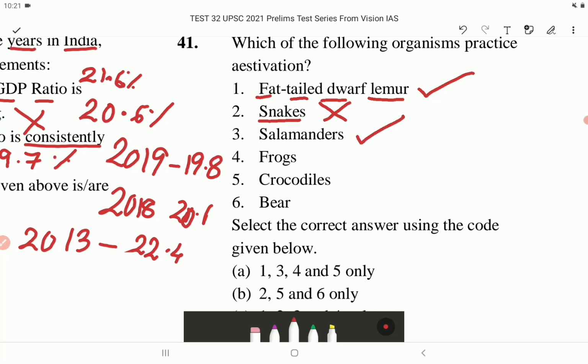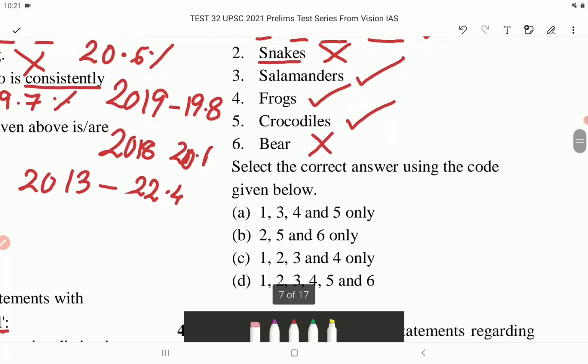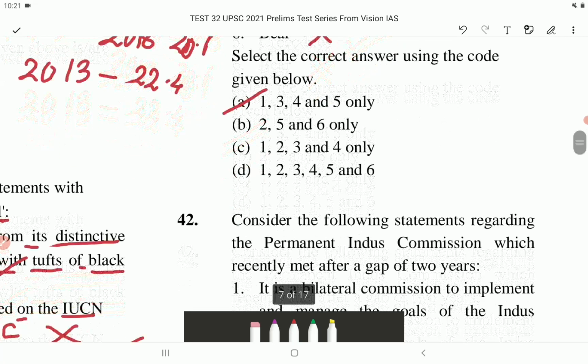This is correct. Number 4, frogs. This is correct. Number 5, crocodiles. This is correct. Number 6, bear. This is incorrect. Bears, they practice hibernation, that is winter sleep. So select the correct answer using the code given below. The correct answer is option A, that is 1, 3, 4 and 5 only. Now let's come to question number 42.